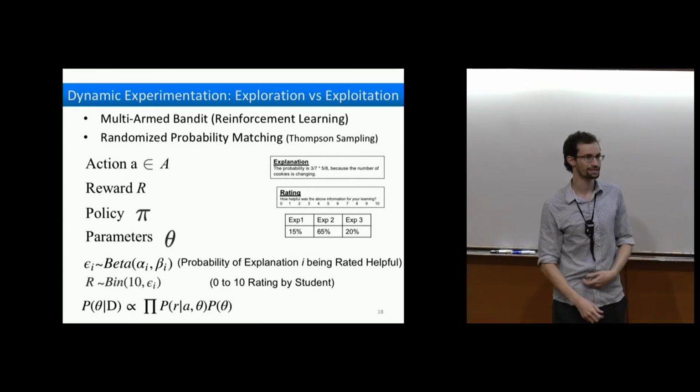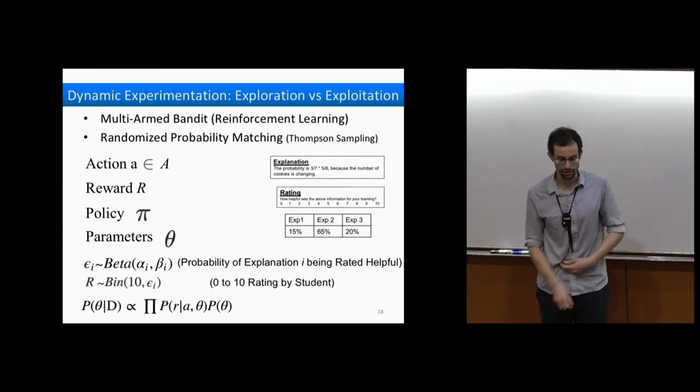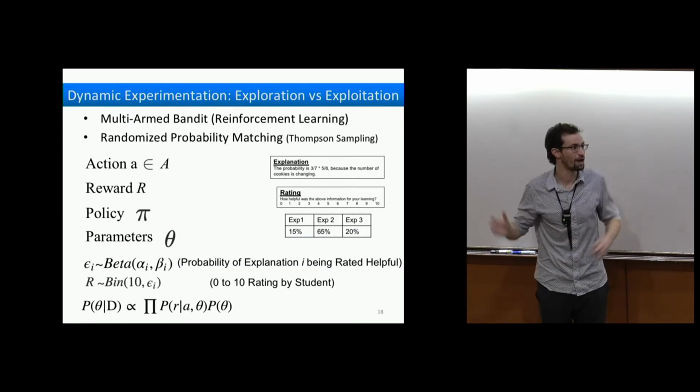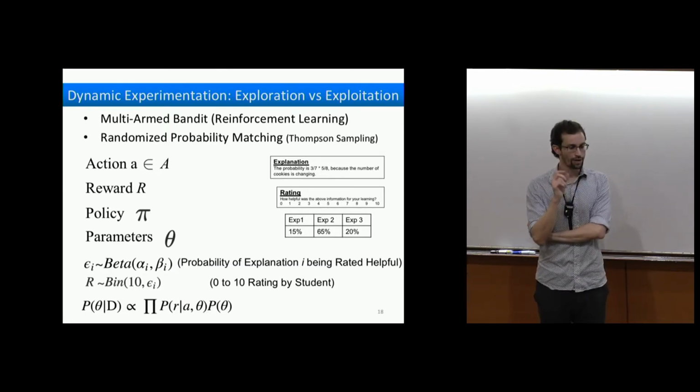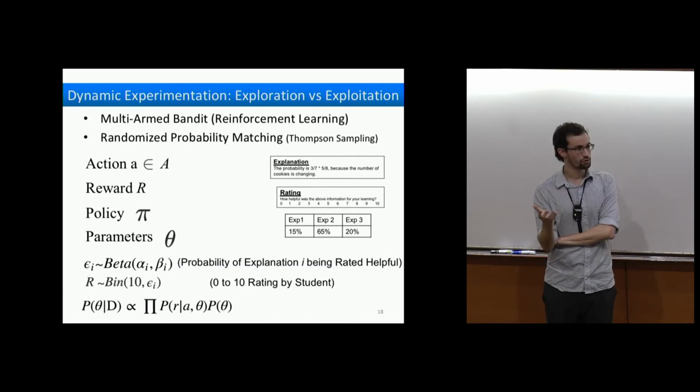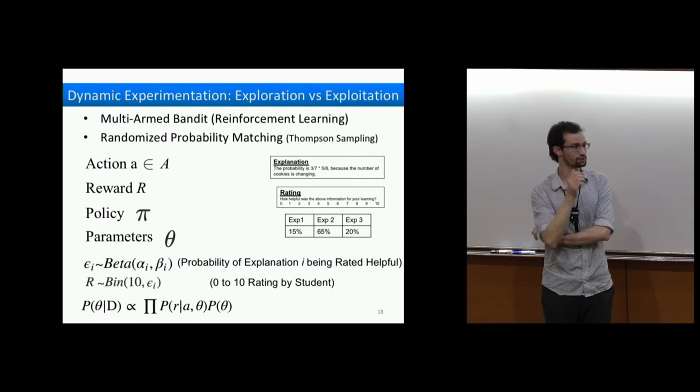then what you end up with is, okay, here's an example. If you start with a prior that thinks the outcome is a rating of 5, you just don't explore. Because as soon as something else has a rating of 7 or 8, that's going to dominate.